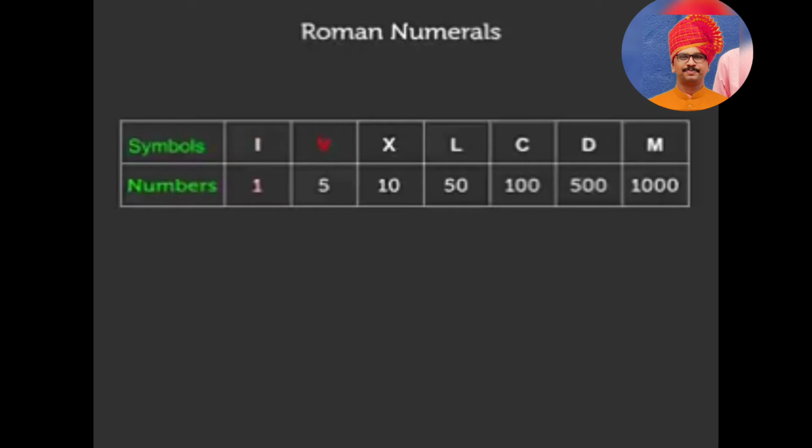I is equal to 1, V is equal to 5, X is equal to 10, L is equal to 50, C is equal to 100, D is equal to 500, M is equal to 1000.